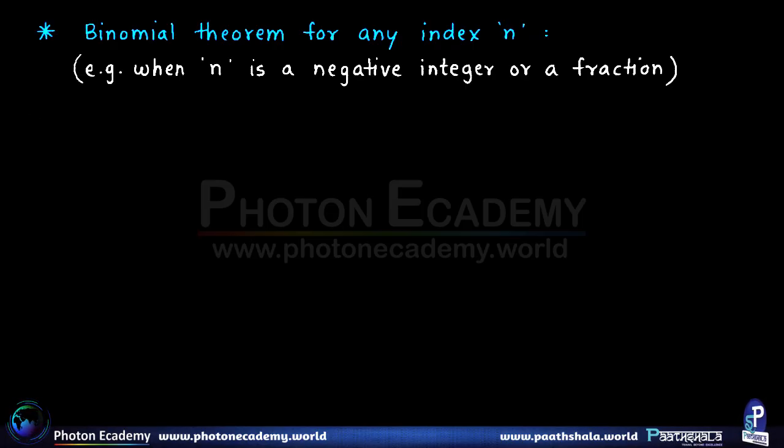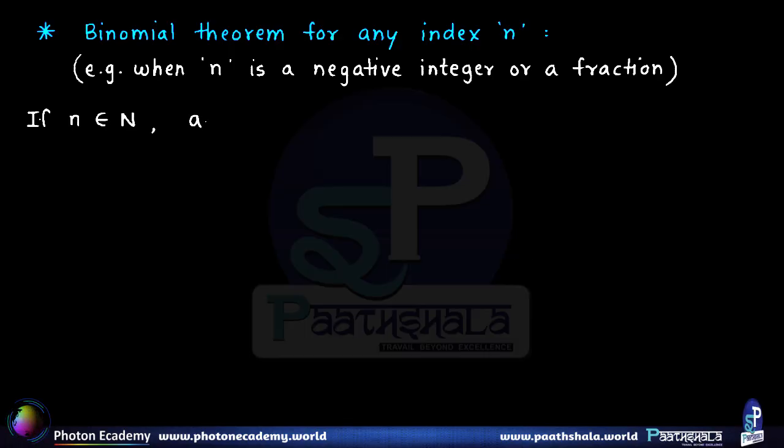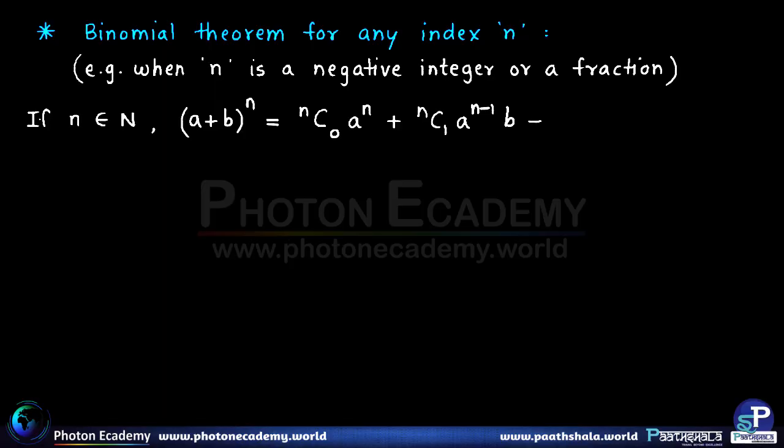So let's consider, if n is a natural number, then we know that previously, as we have seen, if we consider (a + b) whole raised to n, that is given by nC0 a^n + nC1 a^(n-1) b + and so on, plus nCn b^n. So we are already familiar with this particular expansion.